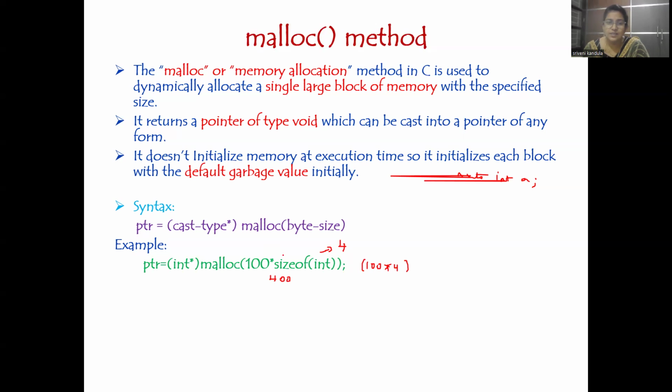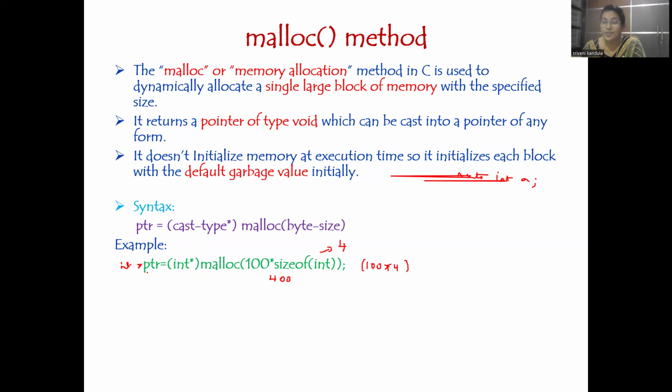Here you can see, which type of data am I using? Integer. So to which data type should I cast it? I should cast it to a pointer of type integer. So I'm using int star, and this should be assigned to an integer pointer only. Here, this ptr is an integer pointer, so to that only you are allocating this.